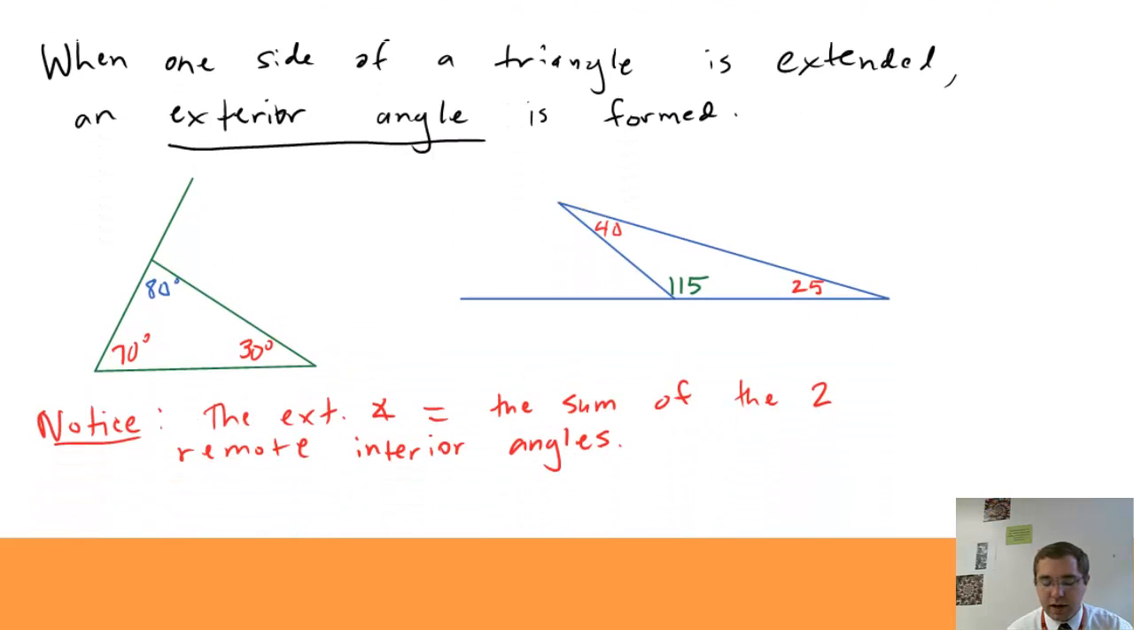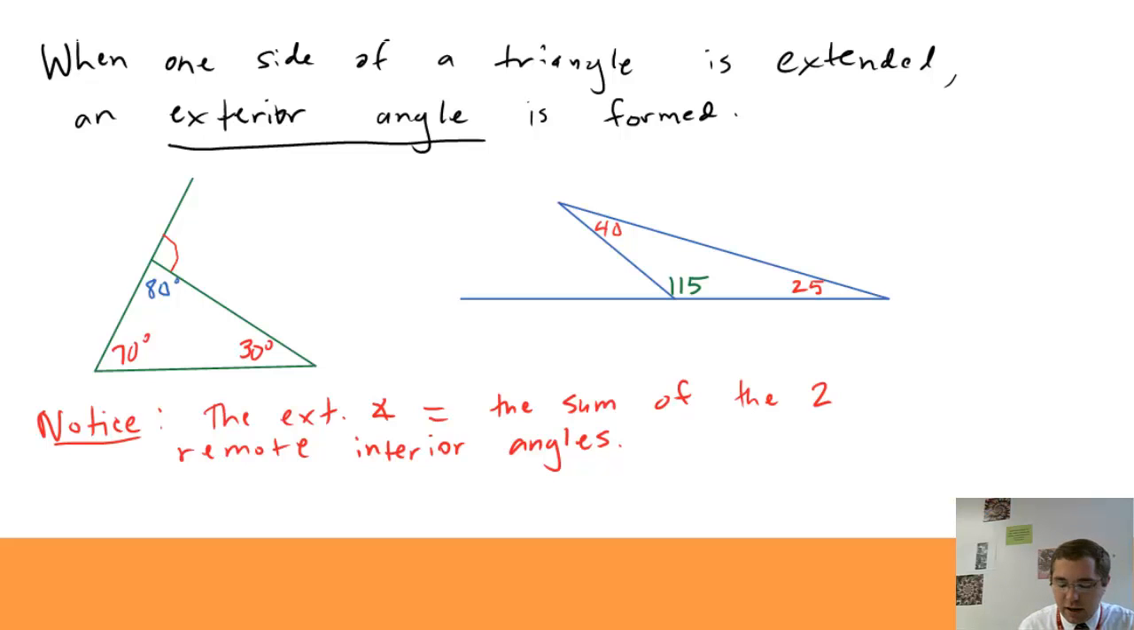When one side of a triangle is extended, we call the angle that's formed an exterior angle. So in this picture, this angle is an exterior angle. I formed it by extending that left side of the triangle. I extended that left side up. It doesn't affect the triangle, but it makes an angle outside of the triangle. Since it's outside, we call it exterior. So that angle is called an exterior angle.